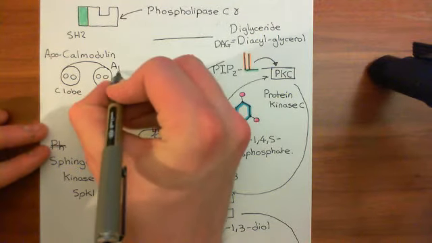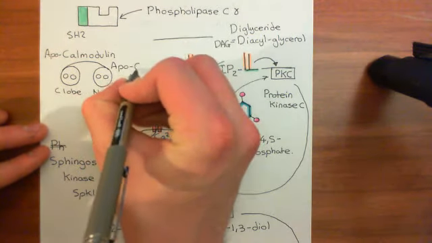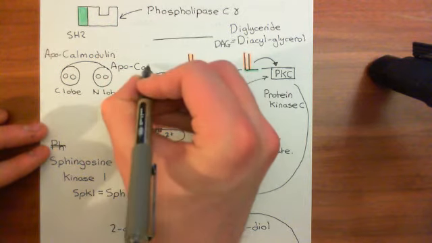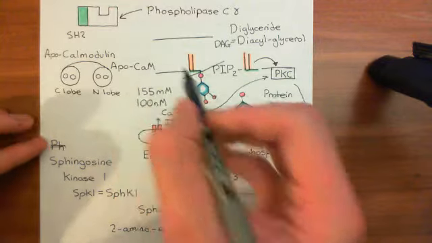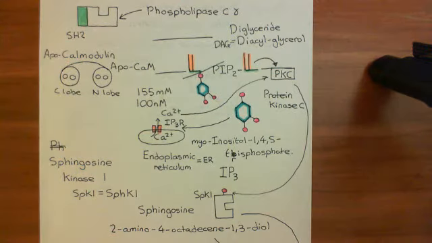And the shorthand for apocalmodulin is to call it apo, capital C, lowercase a, uppercase m. So capital C, lowercase a, uppercase m is the shorthand for calmodulin.